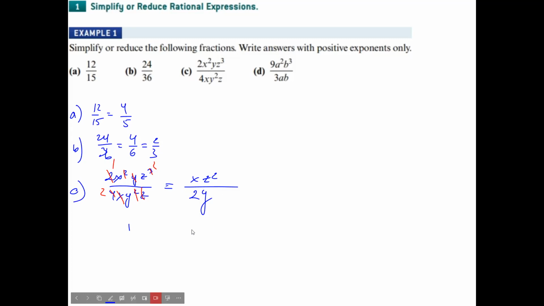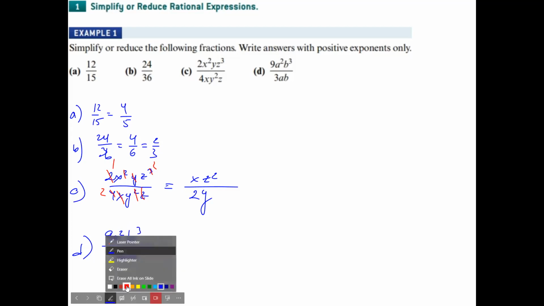Looks like it is. So D, 9a squared b cubed over 3ab. So what I have is 3 and 9. So what happens to the fraction? It disappears, right? Something over 1, I can write just as a number, and I have 3ab squared. Good.